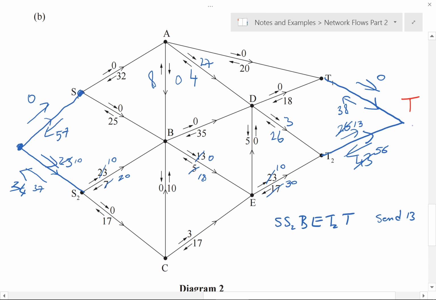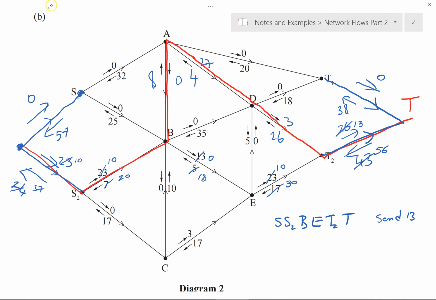Right, okay, so let's look for another flow augmenting route. Okay, let's try this. S, S2, B, A, D, T2, T. Remember, I just can't have any zeros along the forward arc. I'm going to do that again so I can write it out. So S, S2, B, A, D, T2, and T. Okay, now let's look at how many I can send along here. Remember, it's a forward arrow I'm looking for. So we've got 10, 10, 8, 27, 3, and 13. So the least of those is 3, so I can send 3 along that route.